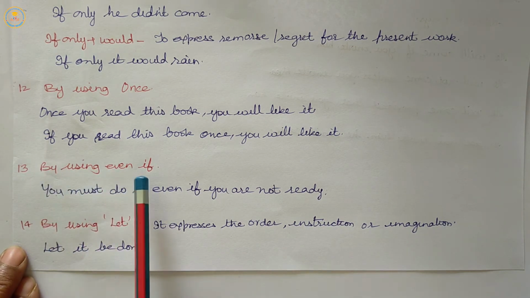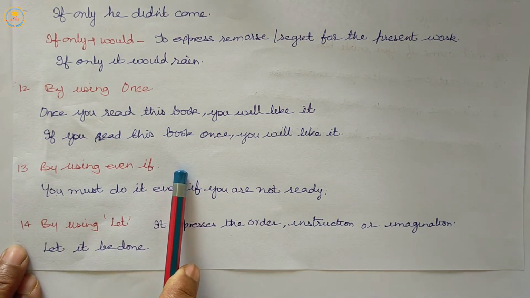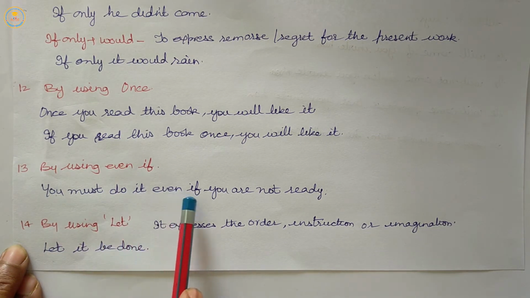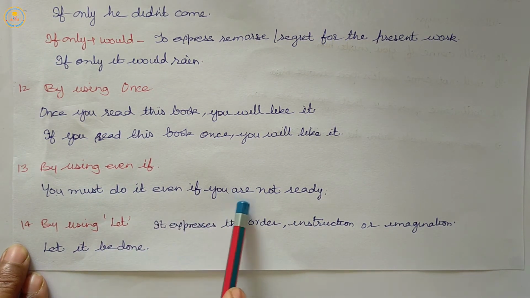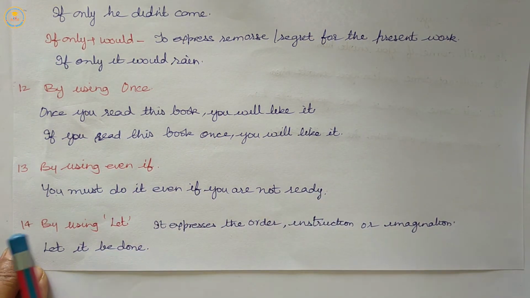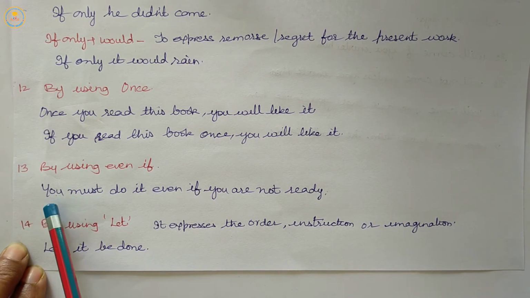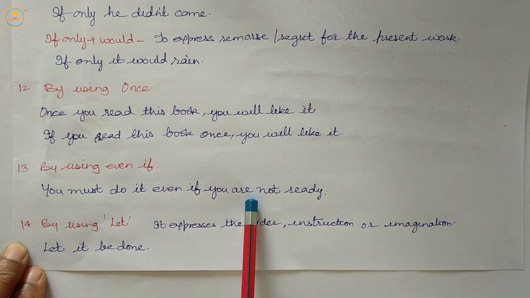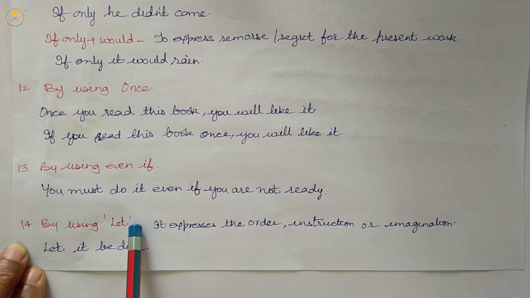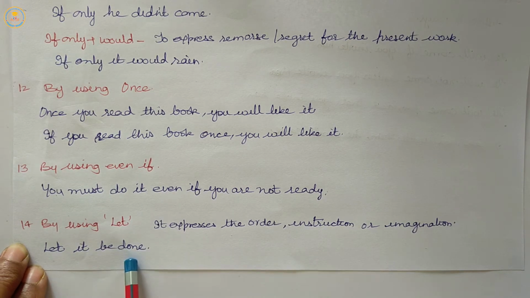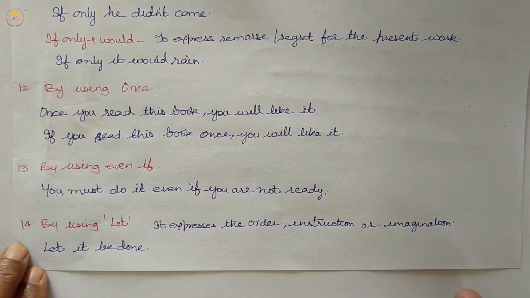Next, by using even if. You must do it even if you are not ready. So, by using even and if, you must do it even if you are not ready. Next is by using let. Let expresses the order, instruction or imagination. Example, let it be done.